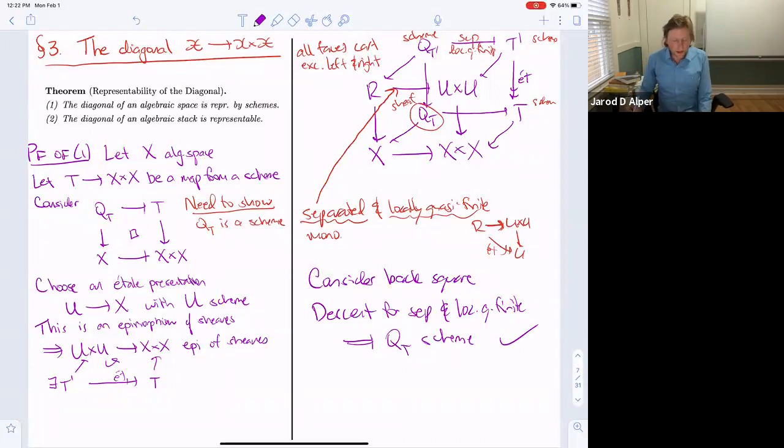So if you were to assume that the map R to U cross U is quasi-compact, then the descent statement is a bit easier because then you can use Zariski's Main Theorem to know that the map is quasi-affine. And so you're using an easier version of descent. But yeah, this works more generally. All right, and now the proof of two works almost exactly the same way. Actually, it's a little bit easier.